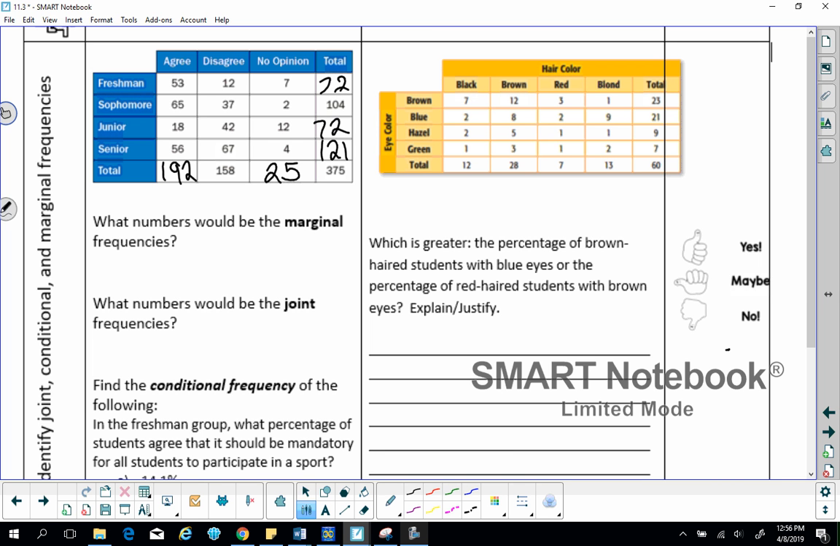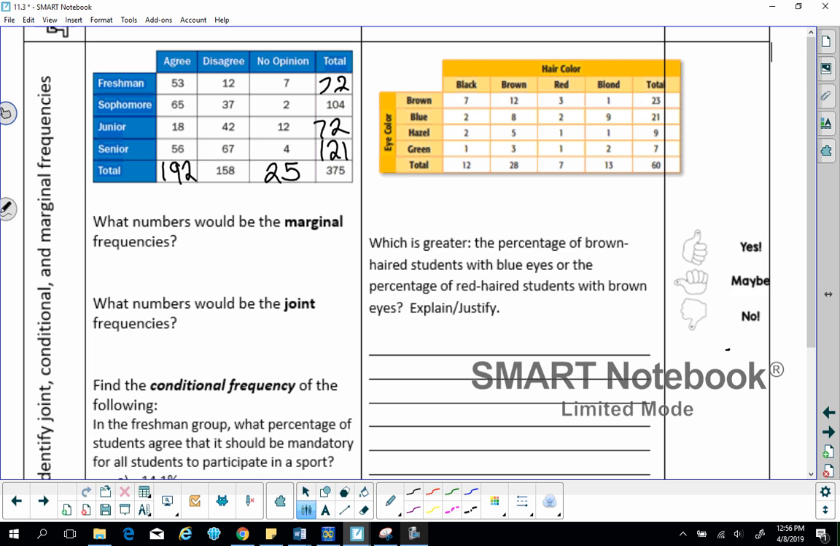Does everyone know how to get each of those? You just add them and subtract. It's like the totals right there. So I added this plus that to get my 72. Same thing right here. Same thing right there. That was 192. So I added all these up and got 192.